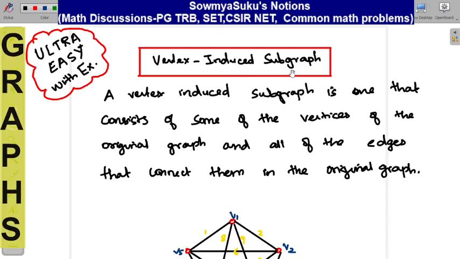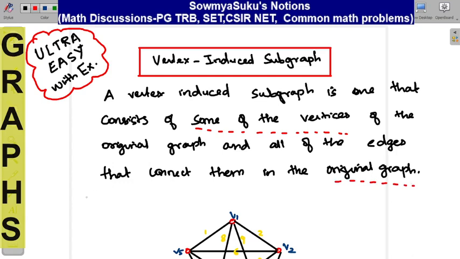Induced subgraph. It's a very easy one while seeing with an example. Before that, the definition: a vertex induced subgraph is one that consists of some of the vertices. This is very important. Some of the vertices of the original graph and all the edges that connect them in the original graph. That we have to take.